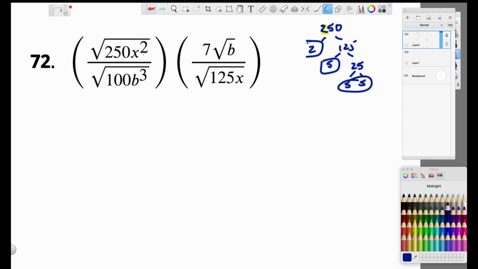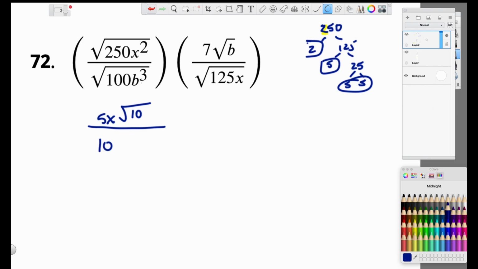And then the x squared is a perfect square. So what are we going to get here? A 5 and an x are going to come out. And then a 2 and a 5 stay in, so 2 and a 5 is 10. Okay. Let's see here. Well, the square root of 100 is 10. I don't even need to do a factor tree there.